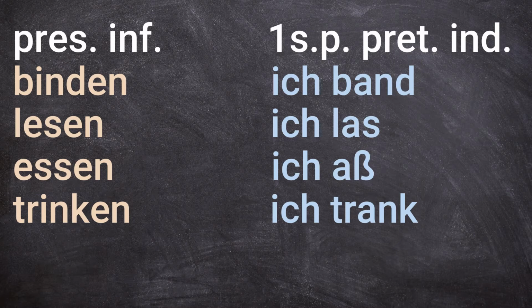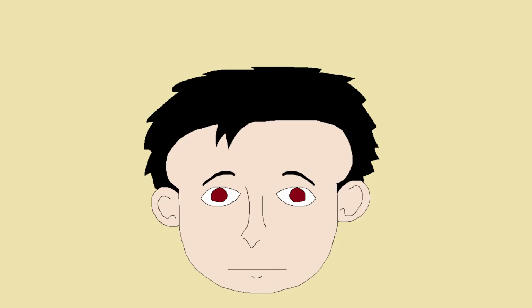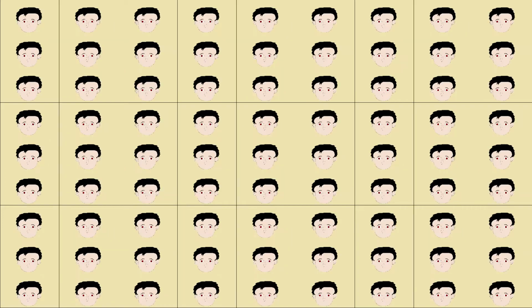Trinken, ich trank. Moreover, also the desinences of wissen in the indicative present are similar to the ones of the other strong verbs in the indicative preterite. For example, there's no T in the third singular person, which is an element that we usually find in the indicative present.